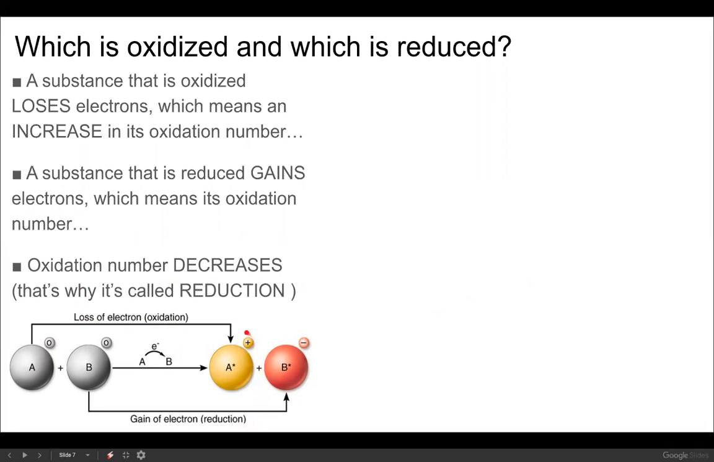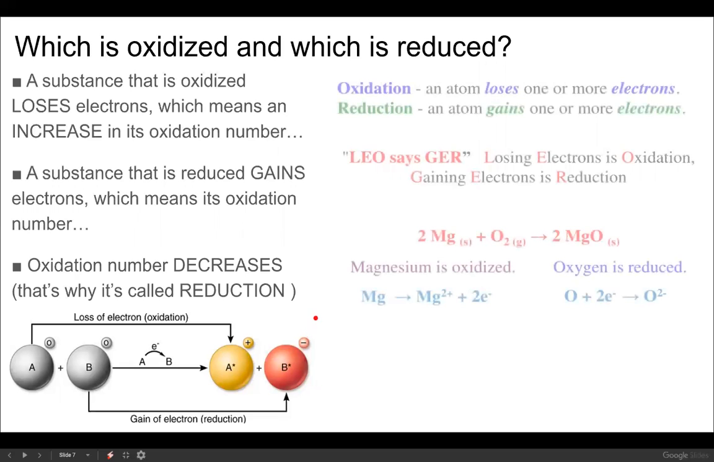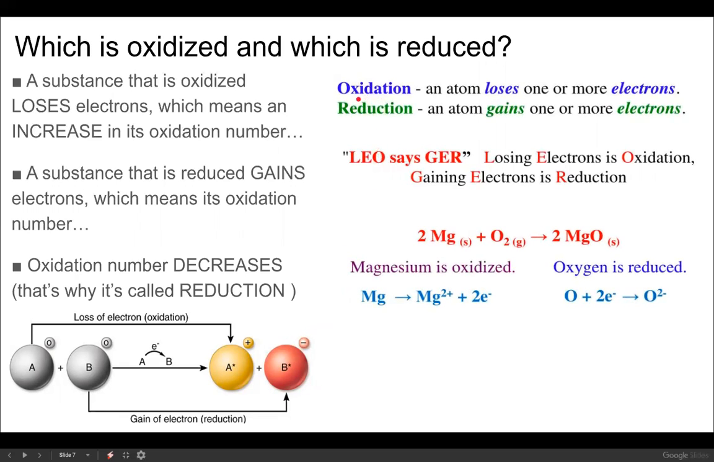And you can see the charges next to each one of these. This has lost an electron, it's a positive charge. This has gained an electron, it's now a negative charge. So oxidation, an atom loses one or more electrons.